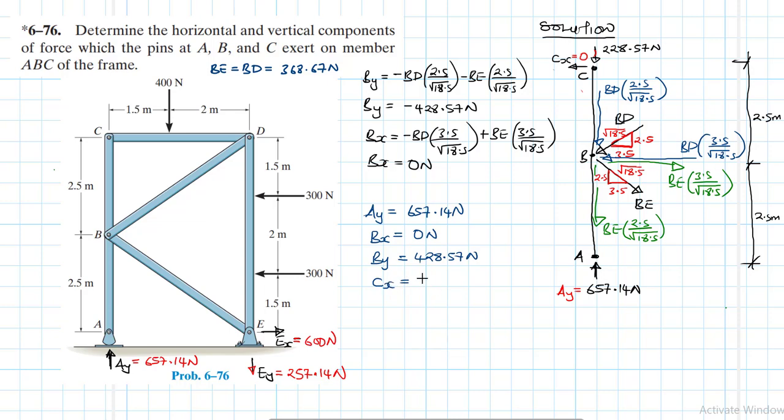Then Cx is equal to 0 newtons, and Cy is equal to 228.57 newtons. So basically this is about it. This is the summary of the solutions, the horizontal and vertical components of forces at pins A, B, and C.